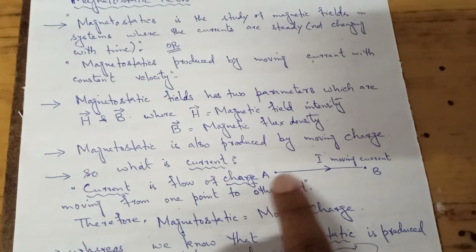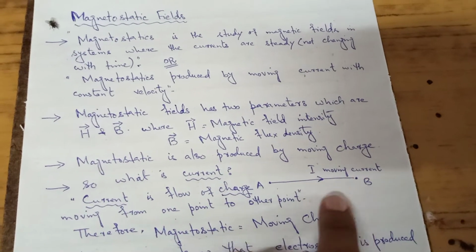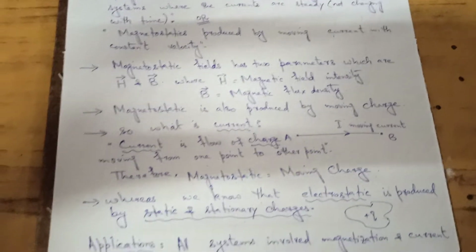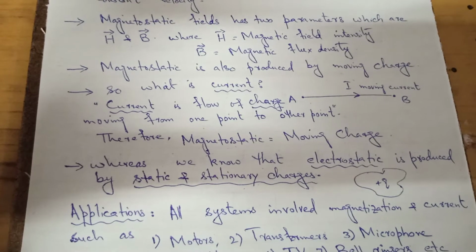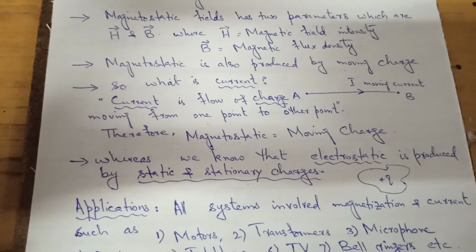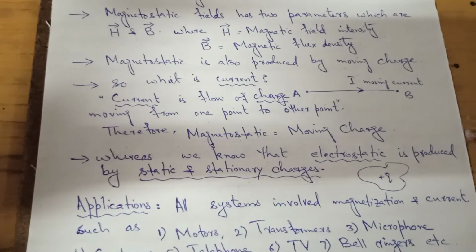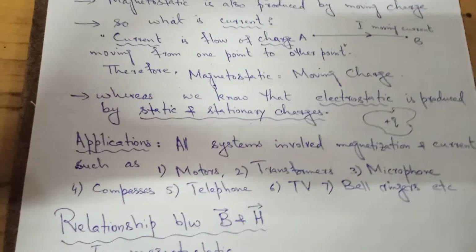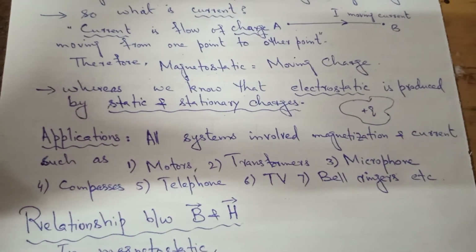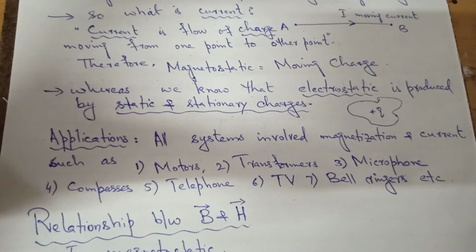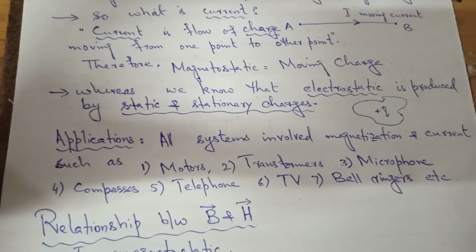Here we have two points, A and B, and the indicator shows I, the current moving at constant speed. Therefore, magnetostatic is equal to moving charge, whereas we know that electrostatic is produced by static and stationary charges, as shown in the figure. Applications: all systems involving magnetization and current, such as motors, transformers, microphones, compasses, telephones, television, bell ringers, etc.